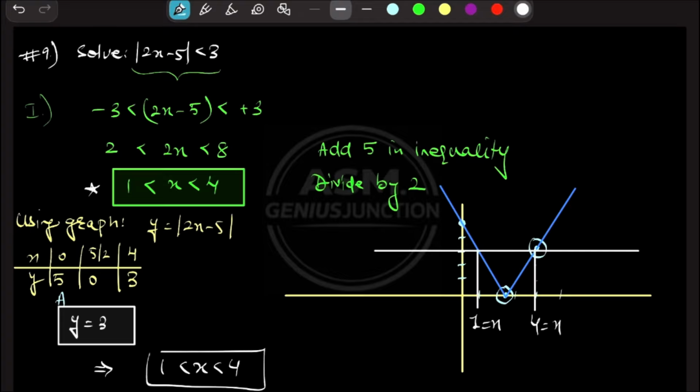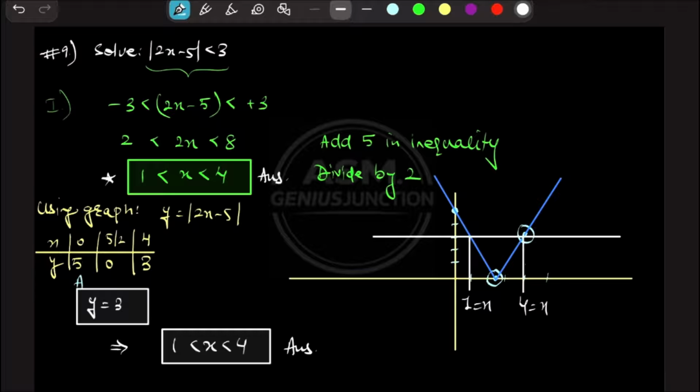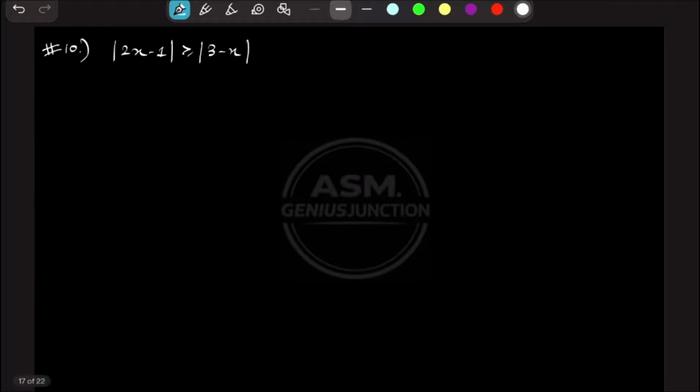So again, this is the solution. This time it is done graphically. In the first part we had done it algebraically. In both ways we have got the same answer, right? Let's move on to the next level.